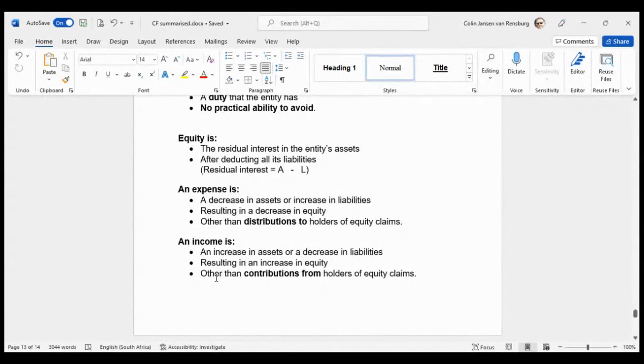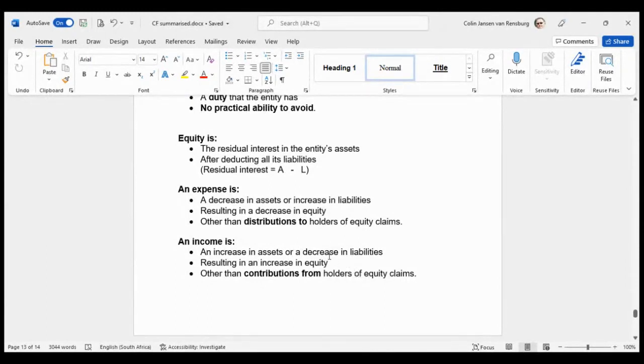But then it has a little qualification at the end here. They say other than contributions from holders of equity claims. Right, so let's perhaps just talk about the holders of equity claims so that we understand that term. That simply means the owners, right? So in the case of a sole proprietor, you remember 2 weeks or so, 3 weeks ago, we discussed the types of businesses and business structures. So in the case of a sole trader, that will simply be the owner of that business. In the case of a partnership, it will be the various partners. In the case of a close corporation, it will be the members of the close corporation. And then obviously in the case of a company, it will be the shareholders of the company, right? So those are the holders of equity claims.